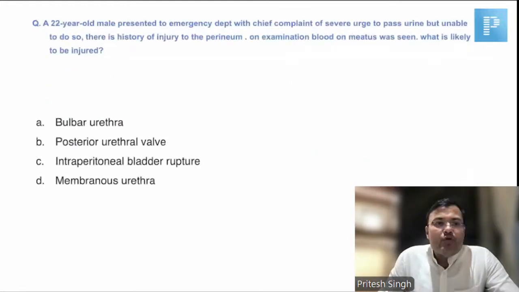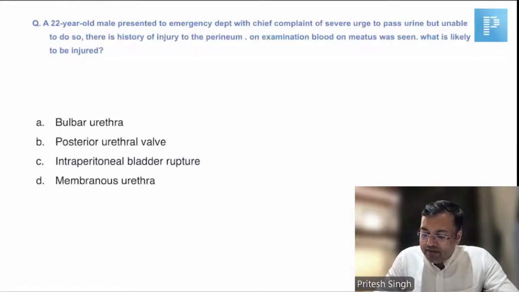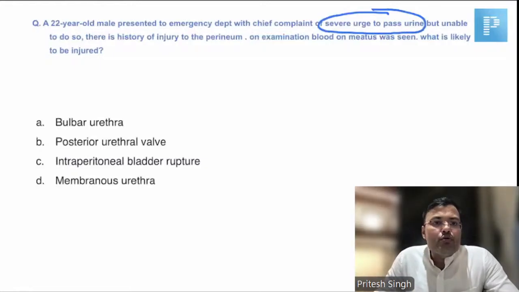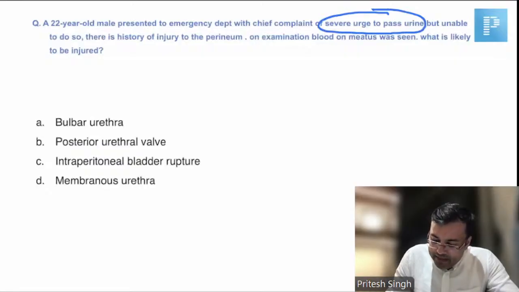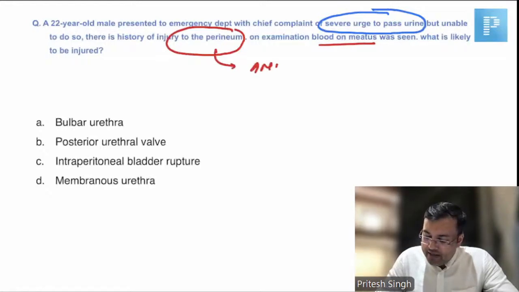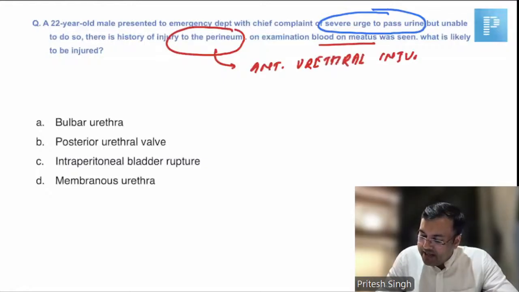Next, 22 years old male presented to emergency with chief complaints of severe urge to pass urine, right? But unable to do so. There is history of injury to perineum. On examination, blood on meatus was seen, likely to be injured. So guys, there is perineal injury, and this is related to anterior urethral injury. Anterior urethral injury, since there is blood on the meatus, right?